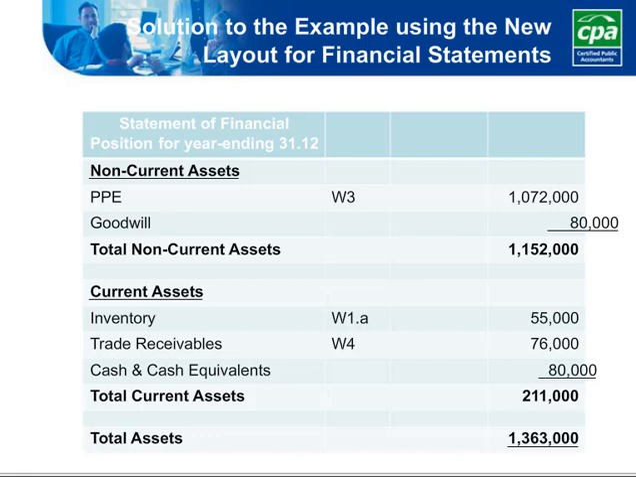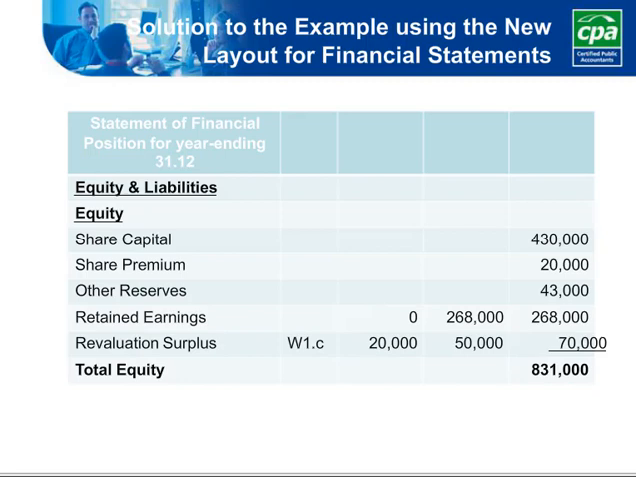Therefore, total current assets are 211,000, and to finish off the first section here, we add our total non-current assets figure of 1,152,000 to our total current asset figure of 211,000 to give a total assets figure of 1,363,000.